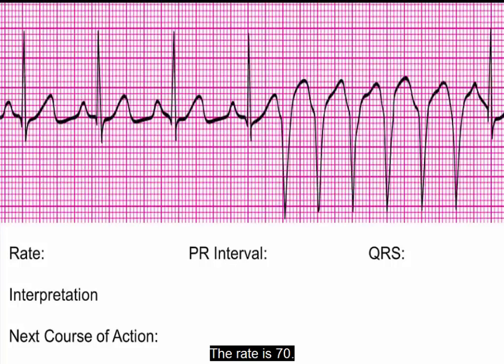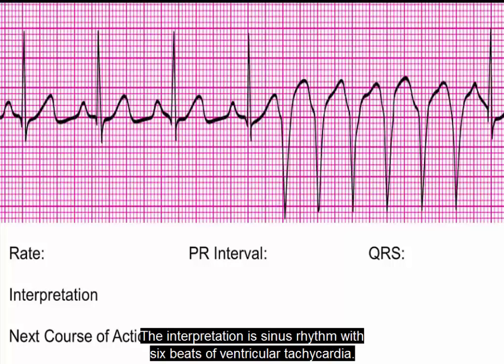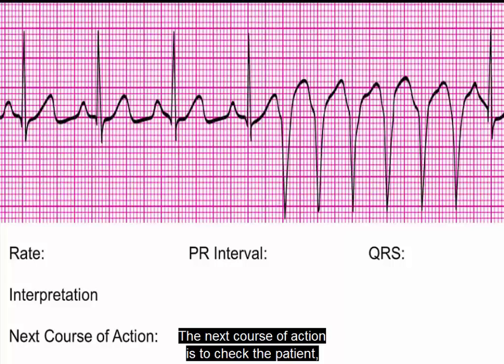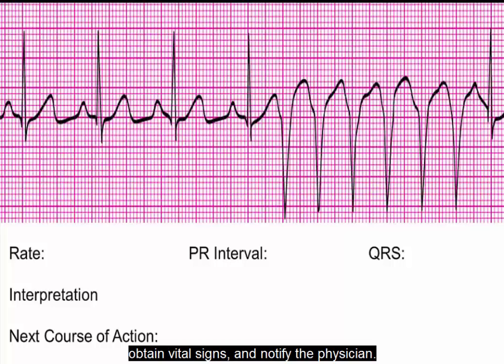The rate is 70, the PR interval is 0.2, the QRS is 0.06. The interpretation is sinus rhythm with 6 beats of ventricular tachycardia. The next course of action is to check the patient, obtain vital signs, and notify the physician.